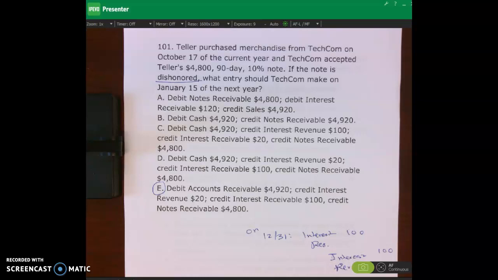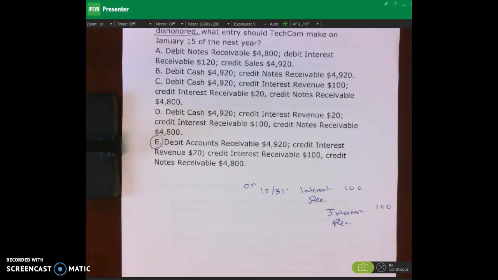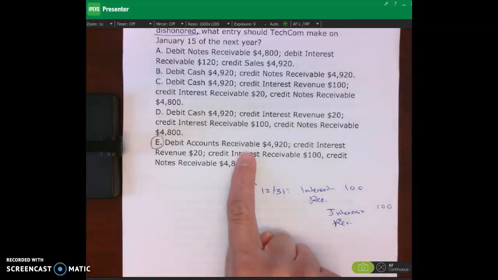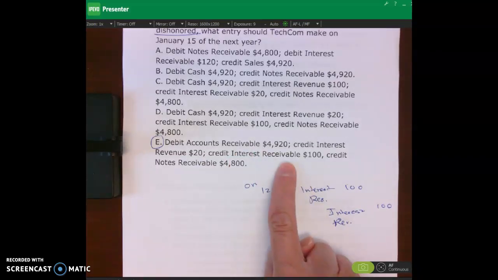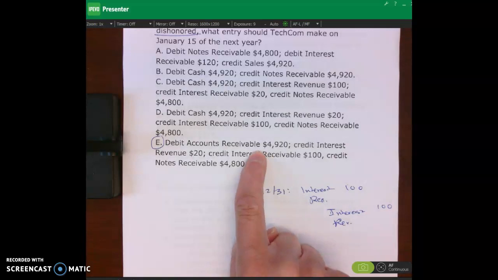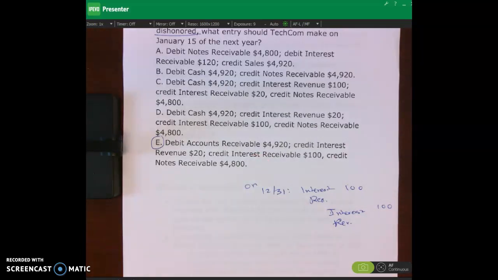Debit accounts receivable 4,920, credit interest revenue 20. Credit that interest receivable, because remember what they did on 12/31 is they debited interest receivable for $100, credited interest revenue for $100, and so you have to credit the receivable here to recognize that it's gone, and you move it all over to accounts receivable. So remember, the journal entry to recognize that a note has been dishonored is debit the accounts receivable. So you're moving it from the notes receivable to accounts receivable. And again, the reason that we do this is because when Teller tries to do business again with us in the future, we can look through their credit history and say, you still owe us this money. And you have to pay us before you do business with us again.